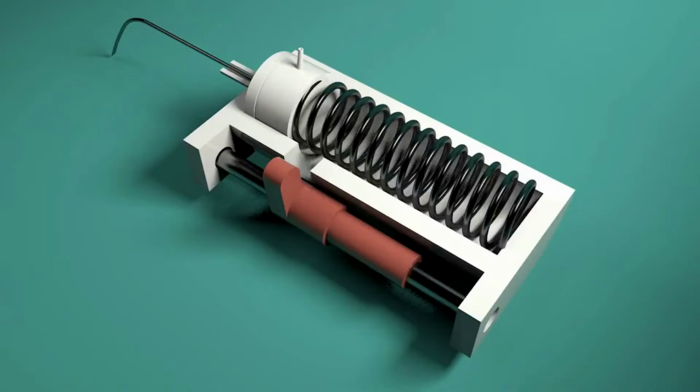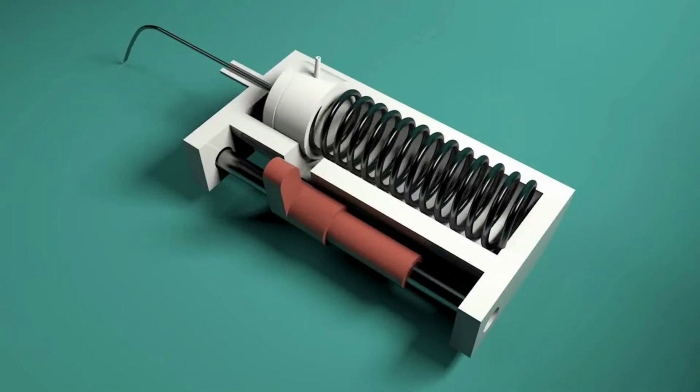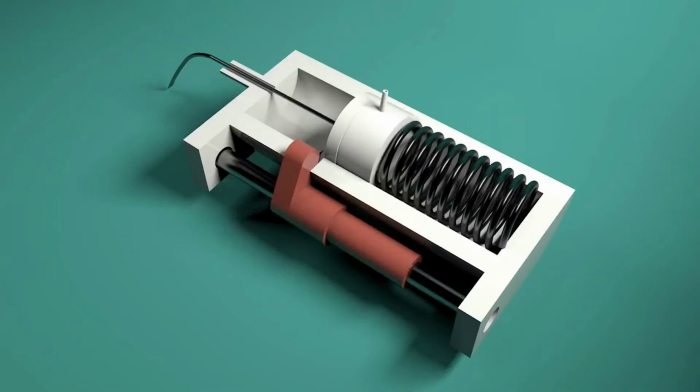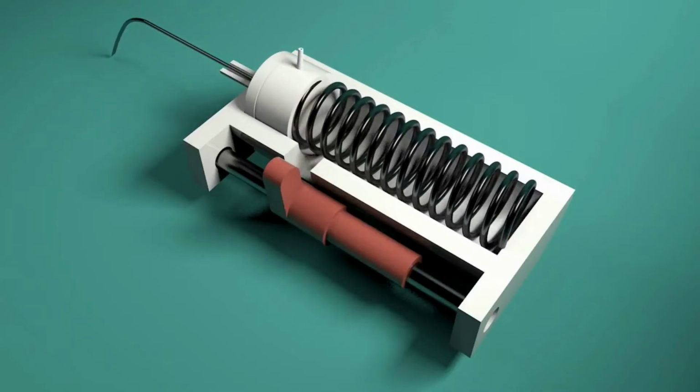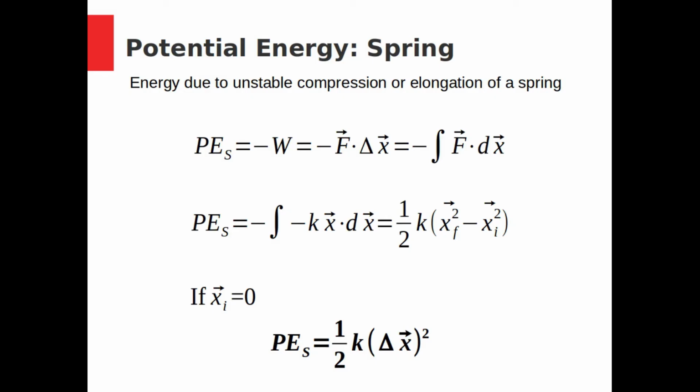Now, there are other types of potential energy besides the gravitational potential energy, and that's because there are other ways that things can be unstable besides being elevated. Here is a compressed spring that will press a platform outward when the latch is released. A spring that is either compressed or elongated is another example of an unstable system. So a spring is another source of potential energy.